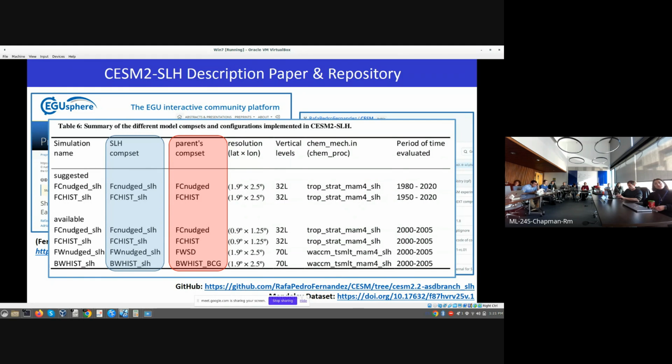So basically, those are the new concepts that we have implemented in the new CESM 2.2 SLH code. Most of the results I will present today are based on the FCNACH and FCHIST SLH configurations running at 2 degrees using the Trop-Strat-Mam for the SLH scheme.